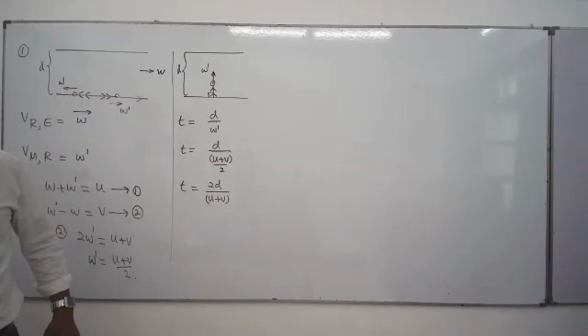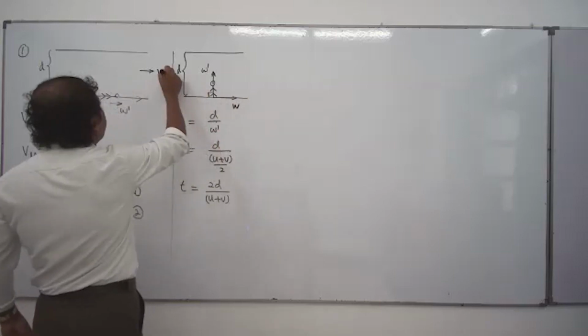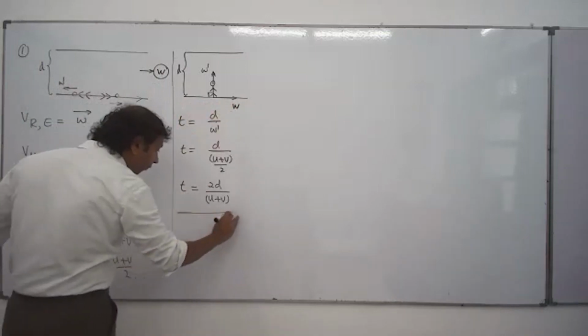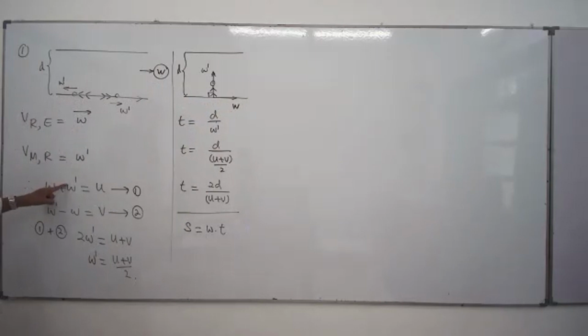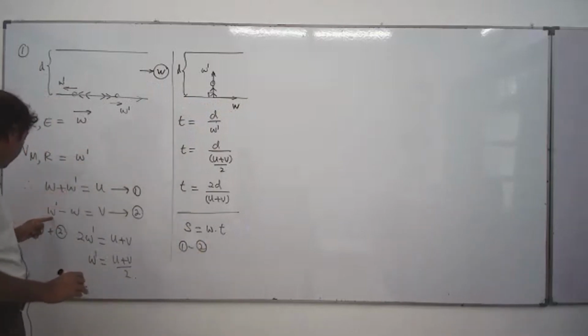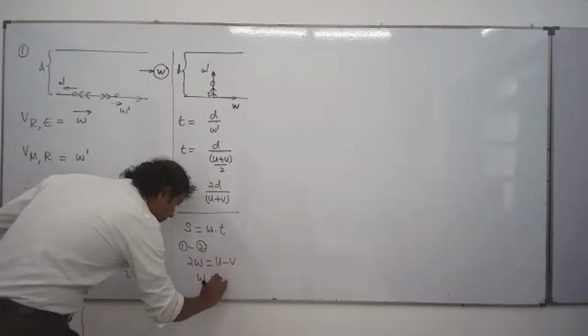And during this time, the distance moved downstream. What is the distance moved downstream? This man is brought downwards with velocity w, the velocity of the river. w can be found by solving these 2 equations. Then the displacement he has moved downstream is going to be s equals w times t. What is w? w can be found by subtracting these 2 equations, 1 minus 2. 1 minus 2 gives us, w dash you can cancel out, 2w is equal to u minus v. Then w is u minus v by 2.